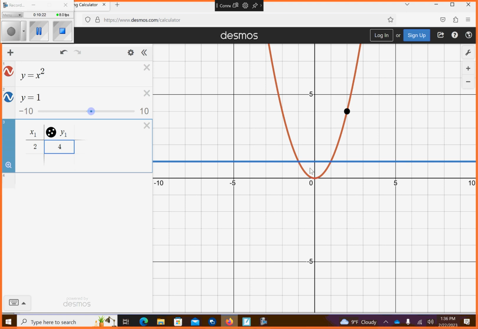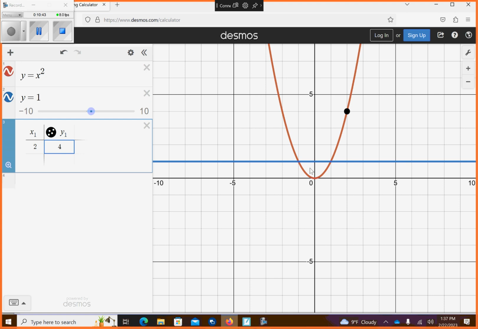So, question for you. Why do we have the y equals 1 at all? Because isn't that just useless? No, it's just a second function drawn. It's just two equations on there.